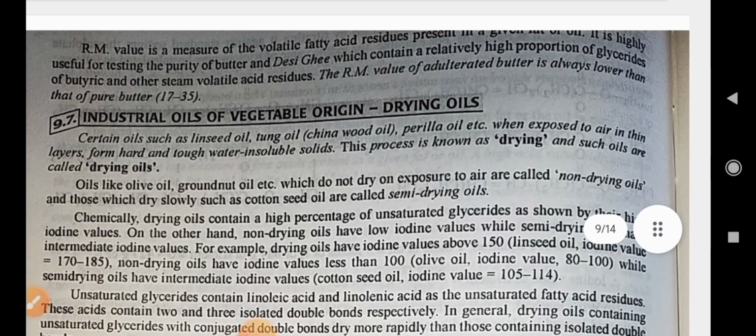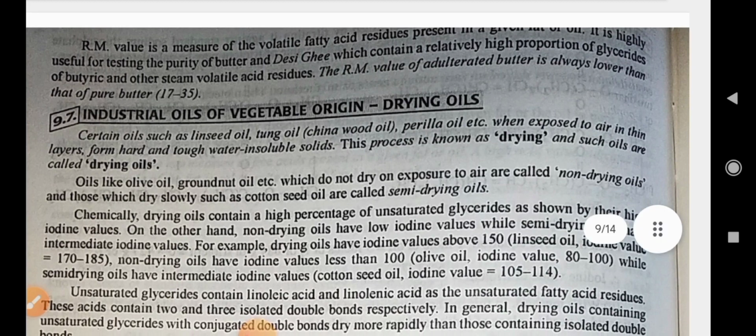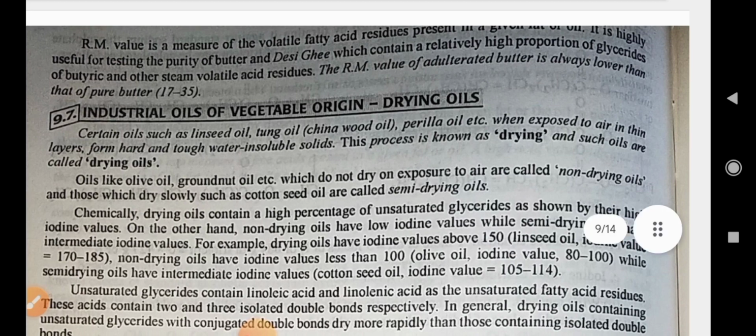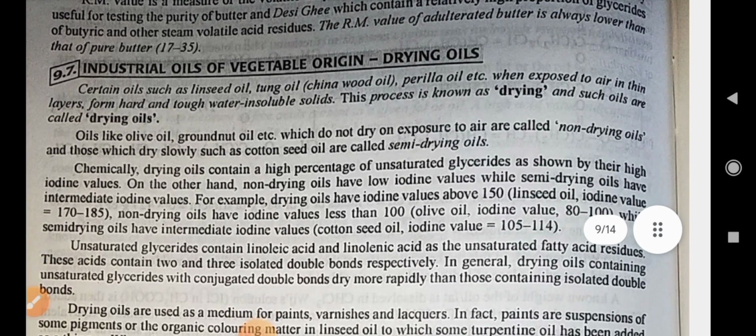RM value is a measure of the volatile fatty acids present. It is highly useful for testing the purity of butter. Desi ghee contains a relatively high proportion of glycerides of butyric acid and other steam volatile acids. The RM value of adulterated butter is always lower than the pure value.